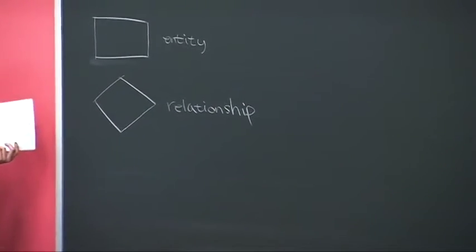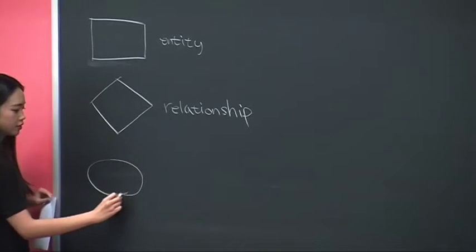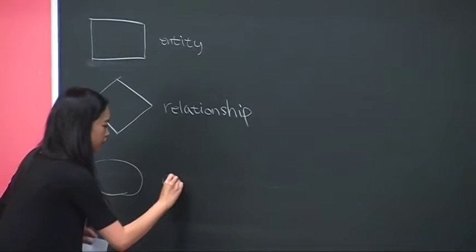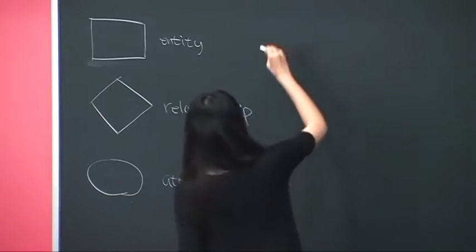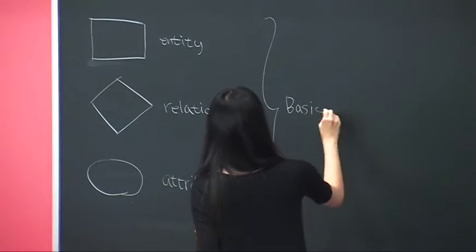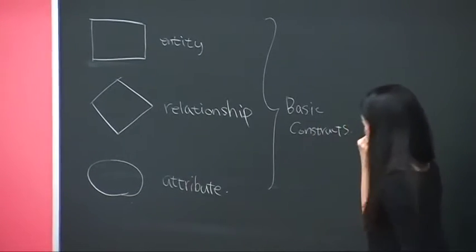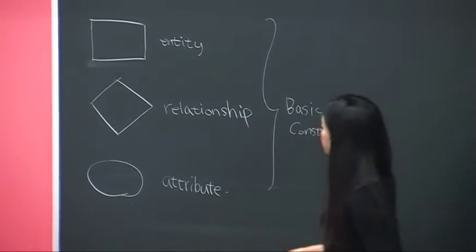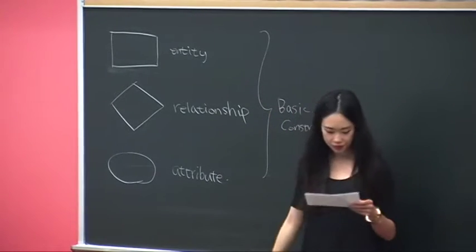Can people from the back see my writing? Is it clear? Okay. Third construct: attribute. For these 3, I think you guys have no problem. We call them the basic constructs, or however you call it, as long as you know the 3 basic things are entity, relationship, and attributes. And more formally, we'll call this the entity set, relationship set, and so on.